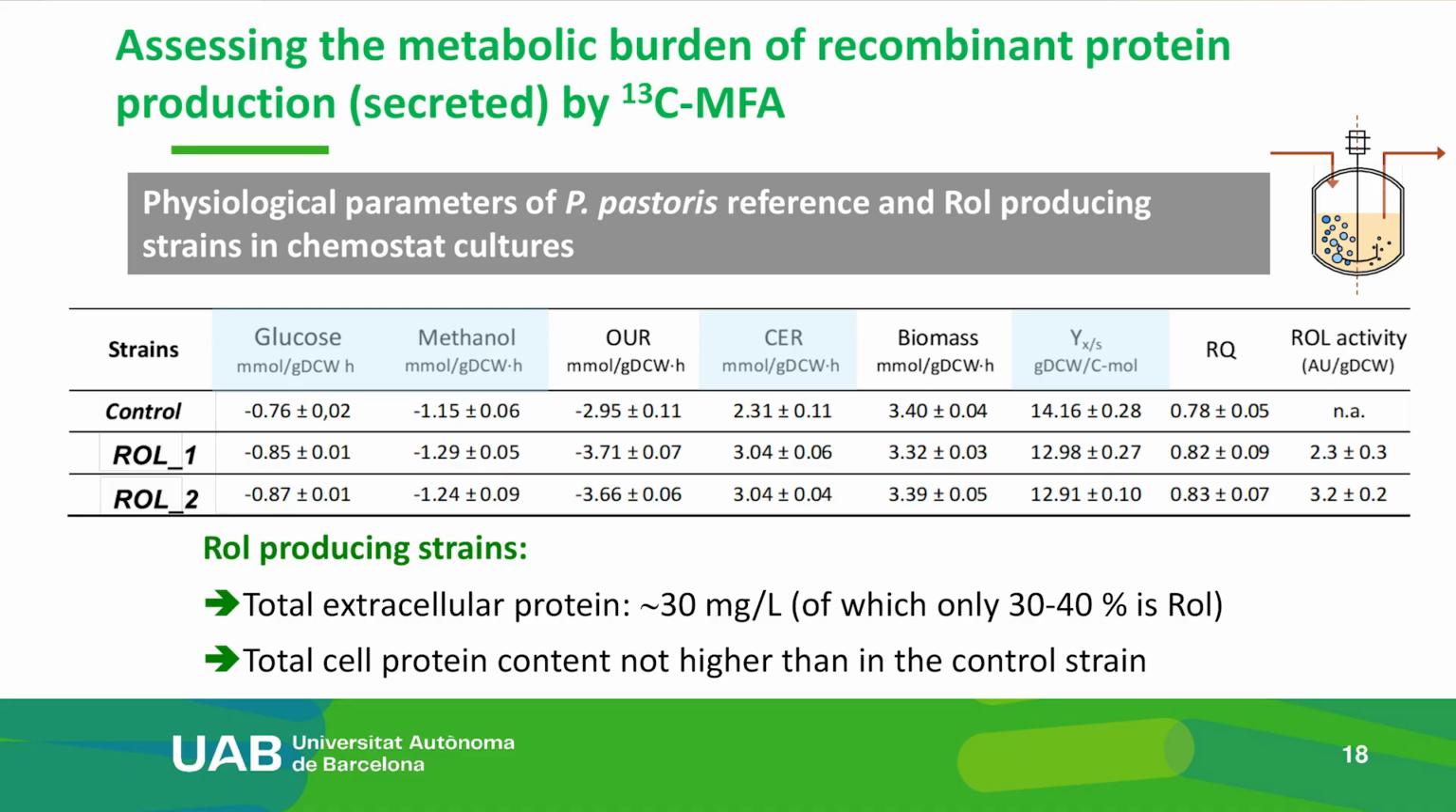For instance, the glucose and methanol substrate uptake rates are increased in the production strains. You have more CO2 produced in the producing strains, and the biomass yield is slightly decreased. This is surprising because we're producing very little protein, milligrams per liter, not grams.